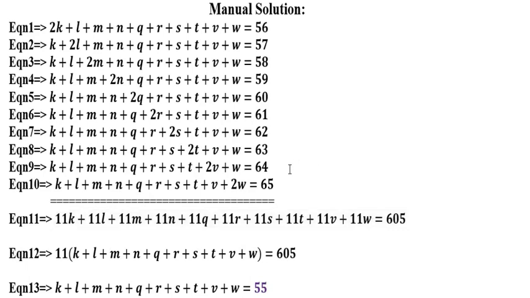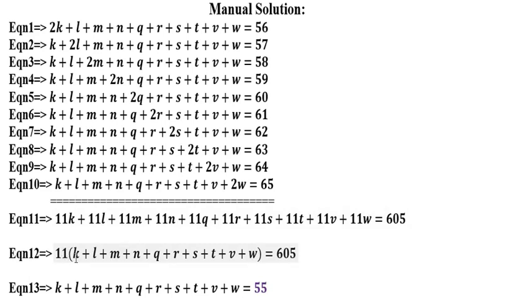And here we have 64 plus 56 is 120. 63 plus 57 is 120. 62 plus 58 is 120. 61 plus 59 is 120. 4 times 120 is 480, plus 60 is 540. 540 plus 65 is 605. This is equation 11.